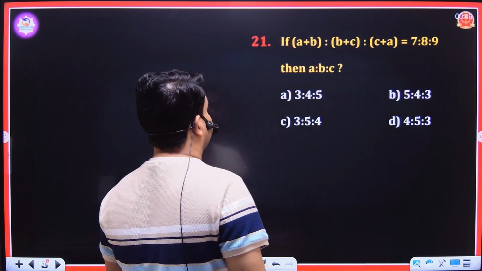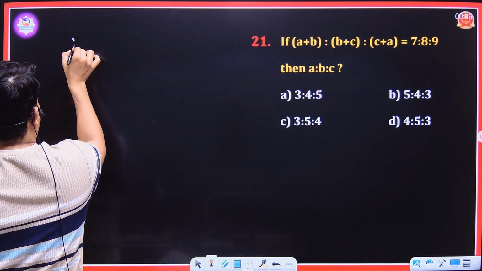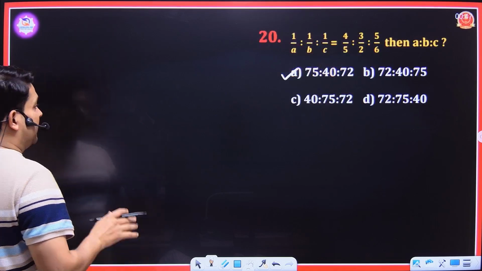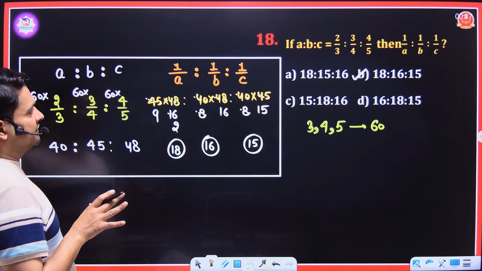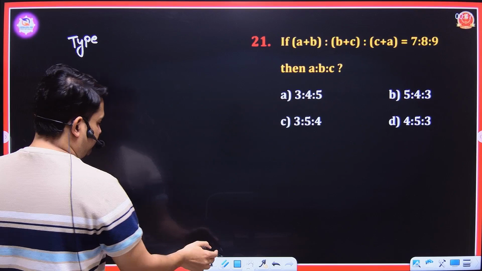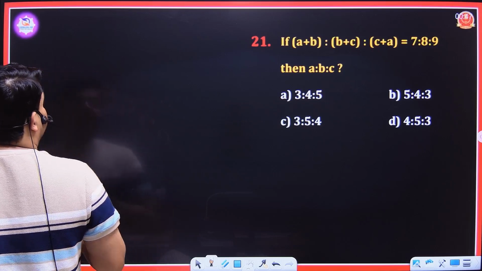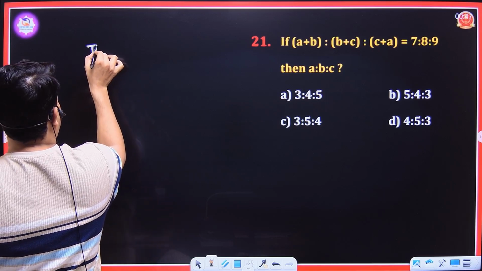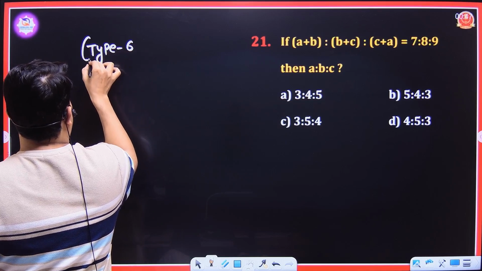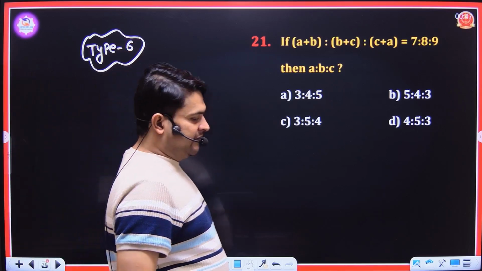Next, now we have type 7. This one is also very important. You can see a direct question from this ratio. See, these are applications. The questions can be formed on these ratios, but this one is my direct question. A direct question is formed on this ratio. This one is the type 6 ratio. We have a 1 minute break.